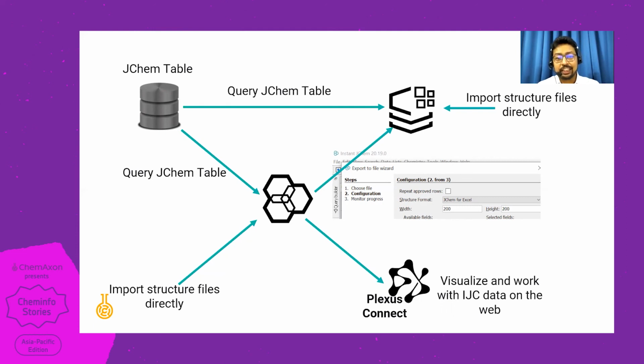While you're in Instant JChem, as I mentioned, you can directly export it into JChem for Excel file format. So as you can see in the screenshot, I am exporting structures from Instant JChem directly into a JChem for Excel file format. And from Instant JChem, you can also use Plexus Connect to visualize your data and work with your IJC data with Plexus Connect on the web.